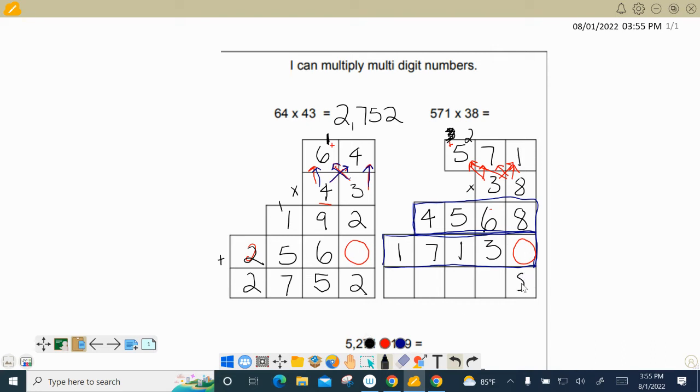All right, we added. You should have 8, 6 plus 3. We got 7, 8, 9. 5 plus 1 is 6. 4 plus 7. I know that 7 plus 3 is 10, so 7 plus 4 must be 11. And we've got 2. So my answer for 571 times 38 is 21,698. Beautiful. Let's move on to that very last question.